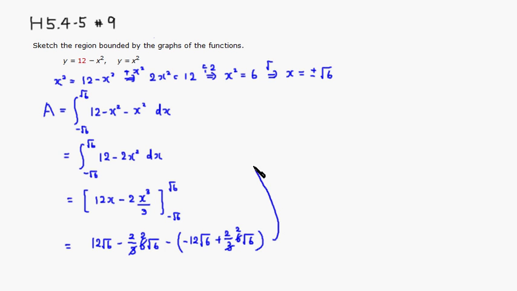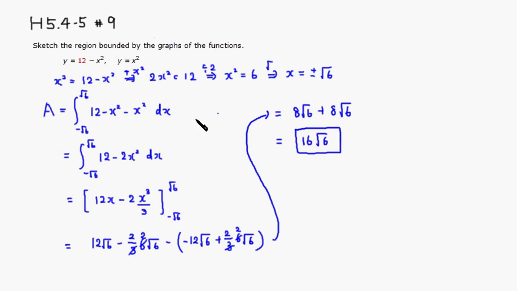Okay, let's just simplify that. That's going to be equal to 12 square root of 6 minus 4 square root of 6, so it's 8 square root of 6, minus negative 12 square root of 6 plus 4 square root of 6. That's going to be negative 8 square root of 6. So minus negative 8 square root of 6 would be plus 8 square root of 6, which is 8 plus 8, so it's 16 square root of 6. So that's the area.